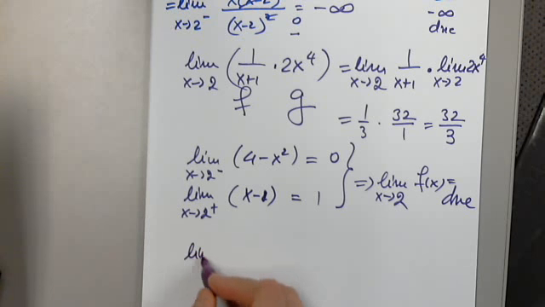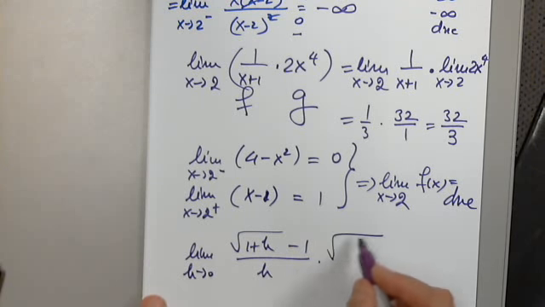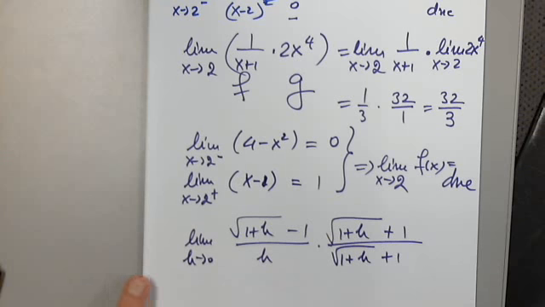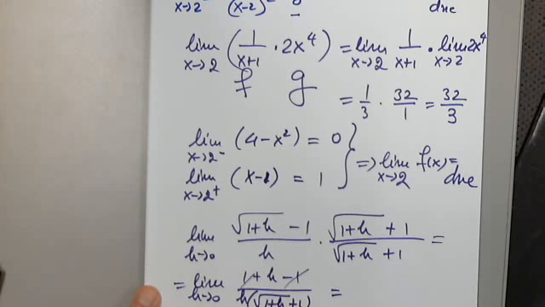Okay. So limit as h approaches 0, the square root of 1 plus h minus 1 divided by h, as we discussed, is 0 over 0. So I will multiply by the square root of 1 plus h plus 1. Agreed so far? So then the top becomes 1 plus h minus 1, and the bottom is this. These two go away, h's go away, so it's 1 divided by 2.